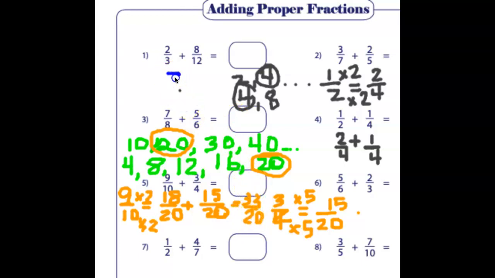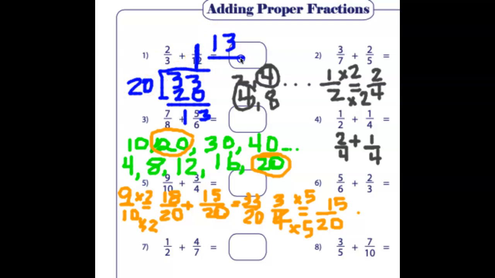So we say 33 divided by 20. How many 20s are in 33? 1. We know that because 20 times 2 is 40, and 40 is too big here. So we get 1 times 20 is 20, and then we subtract, and we get 13, and then this is the denominator. So 1 and 13/20. Okay, so your answer in here is going to be 1 and 13/20.